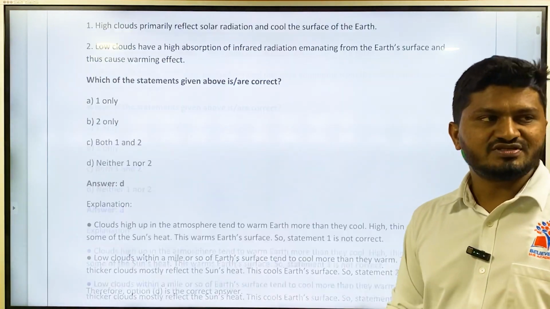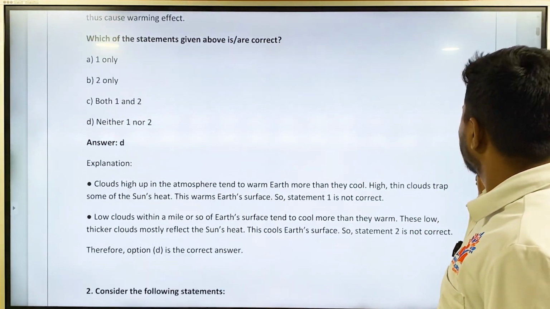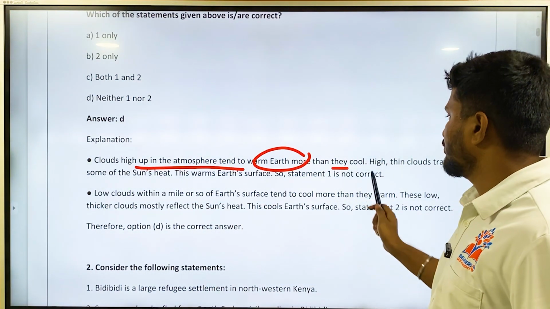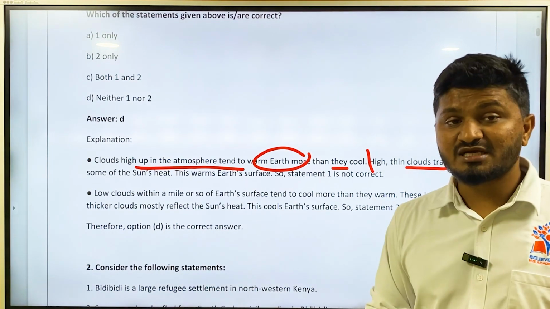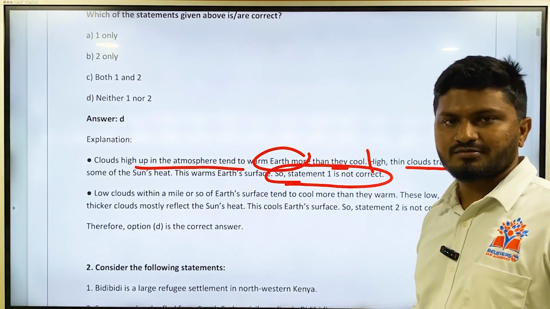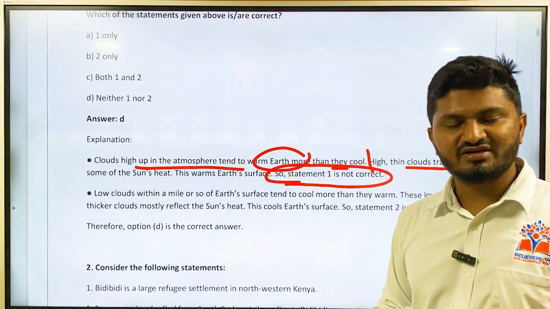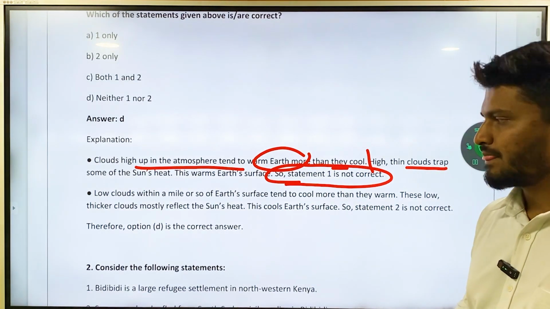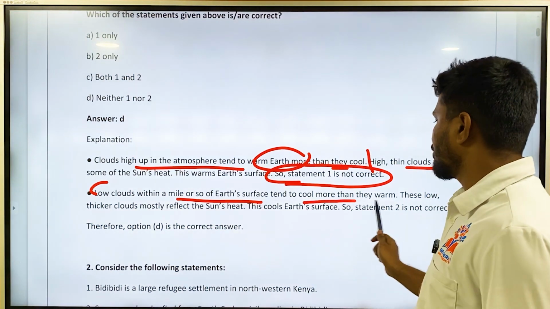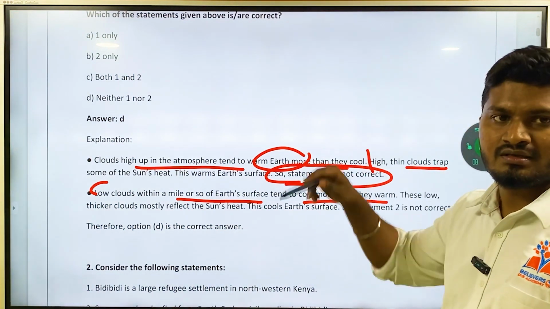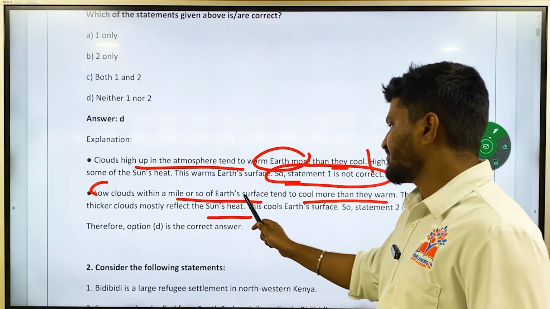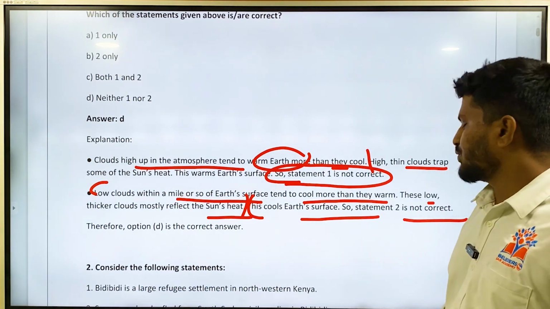So this is from physical geography. Clouds high up in the atmosphere tend to warm the earth more than they cool. High thin clouds trap some of the sun's heat. As a result, this warms the earth's surface. So statement 1 is not correct. High clouds have a global warming effect, a greenhouse effect. Whereas low clouds, within a mile or so of the earth's surface, tend to cool more than they warm. So the statements have been reversed there. These low thicker clouds mostly reflect the sun's heat. This cools the earth's surface. So statement 2 is not correct.